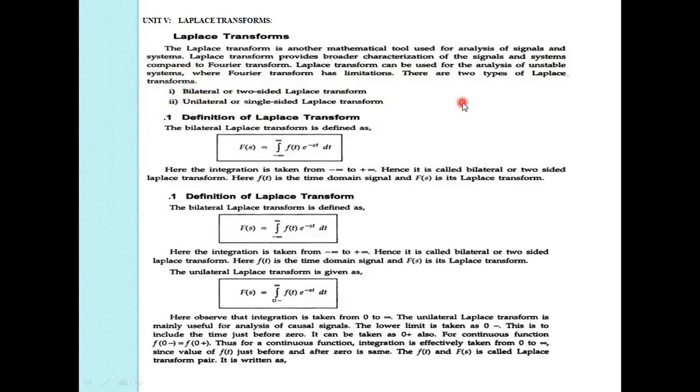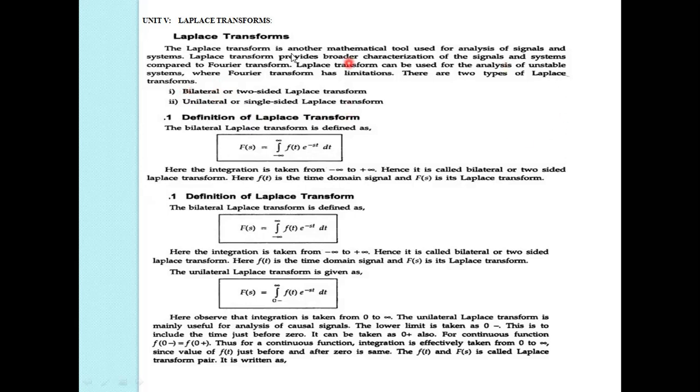Bilateral and unilateral are both the same, with only one property being different. The remaining is all similar. The simple definition: unilateral is for the positive real axis, while bilateral means including the negative real axis also. From minus infinity to 0 and 0 to infinity, there is a left-sided and a right-sided part. Two-sided, from minus infinity to infinity, we call bilateral. Unilateral, we take only from 0 to infinity, only the positive real axis.